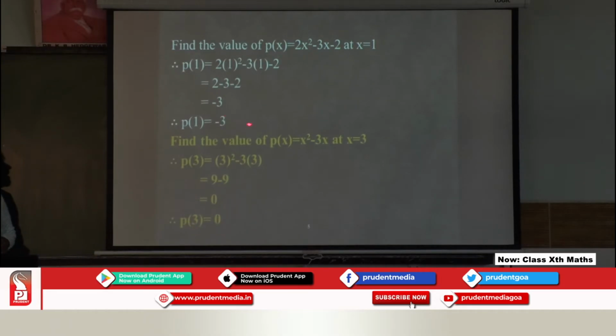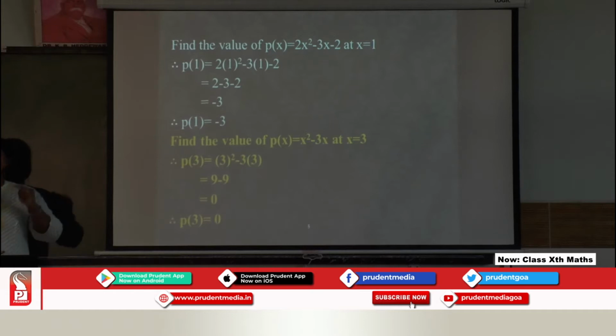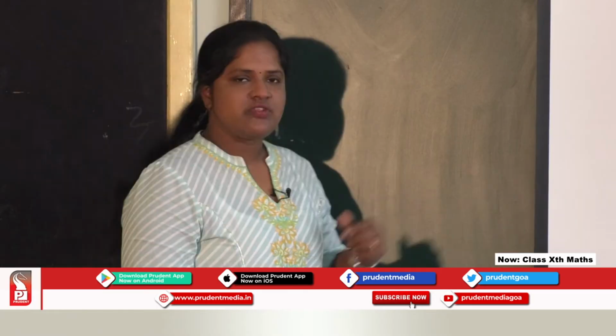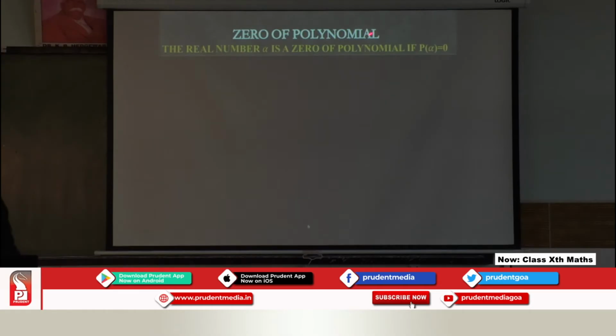Now, if you compare both of these, here the value is negative, here the value is 0. So, there is something special about this 0. What happens to this polynomial when the final value is 0? We will see this in the next slide. Zero of a polynomial: the real number alpha is a zero of the polynomial if P of alpha is 0.